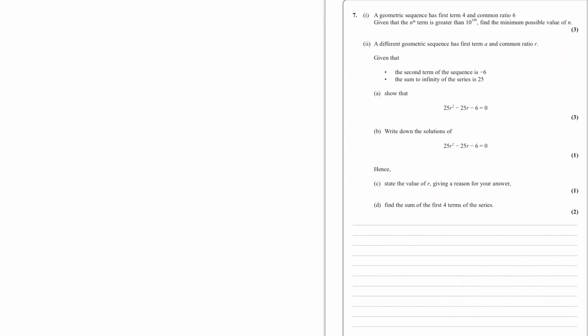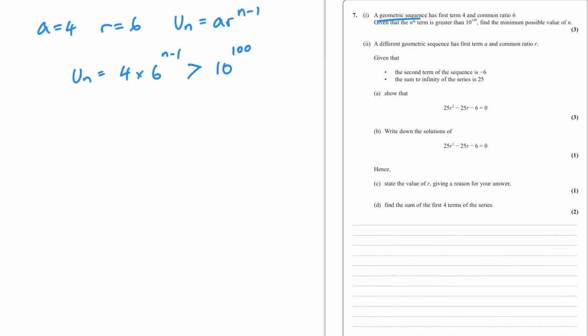Okay, so we're looking at a geometric sequence in this one, where a is 4 and r is 6. Remember also that the nth term is u n equals a r to the n minus 1. So we have the nth term, that final term that we're looking at. a is going to be 4, r is 6, n minus 1, and we want this greater than 10 to the power 100. So here we need to be thinking about logs. So I'm going to do log to the base 10.